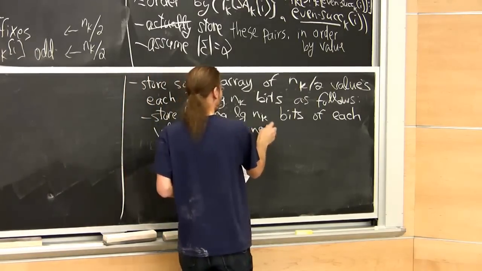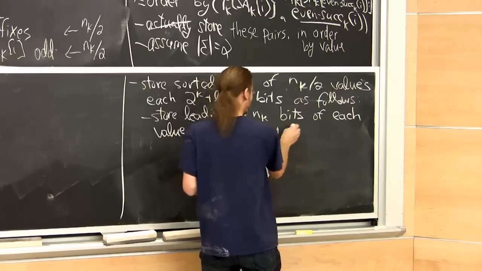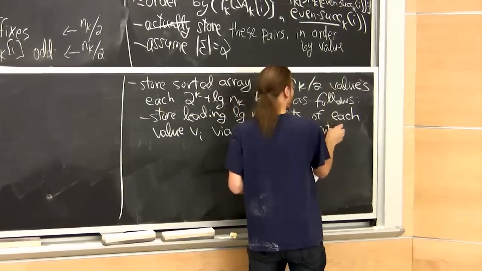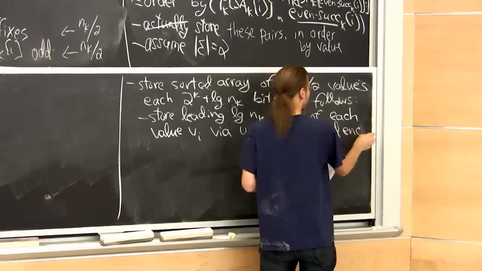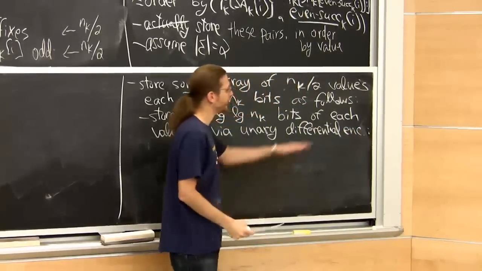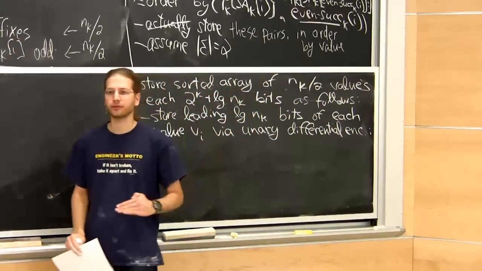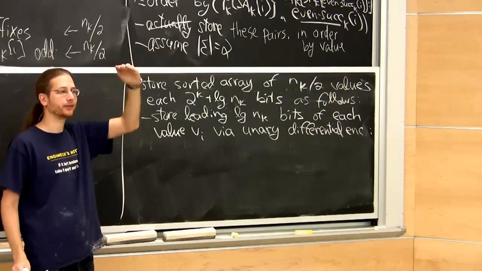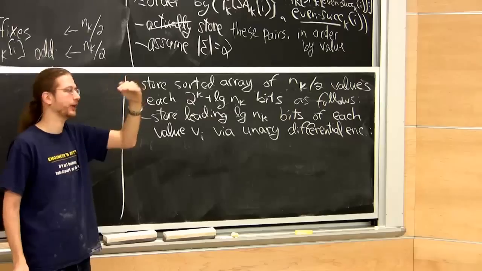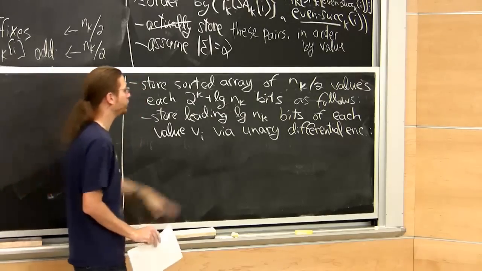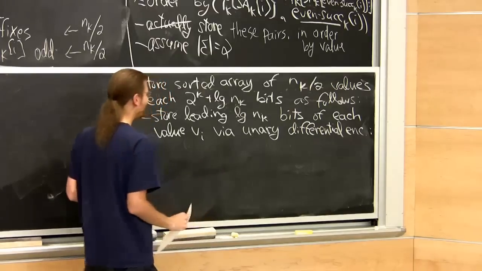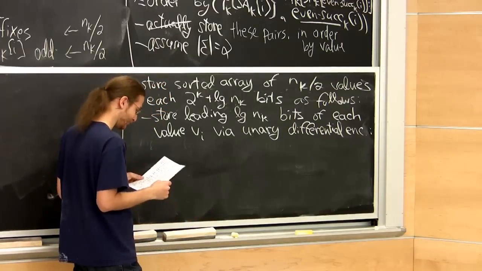Okay, here's the crazy idea. We're going to use unary encoding, unary differential encoding. What differential encoding means, instead of storing a list of values, you store the first value, then the next value minus the first value, and then the next value minus that value, and so on. And unary means we're going to represent those differences in unary. Seems like a bad idea, but it turns out it's a good idea.